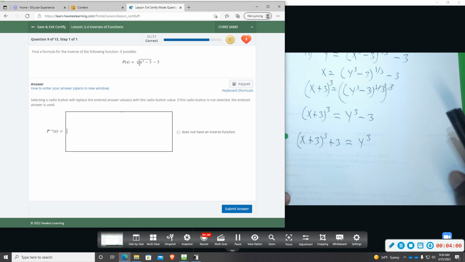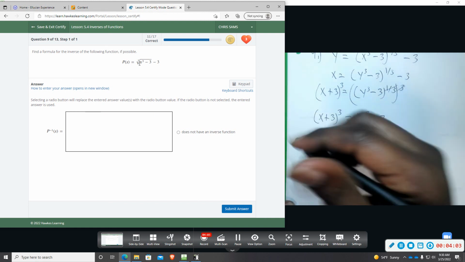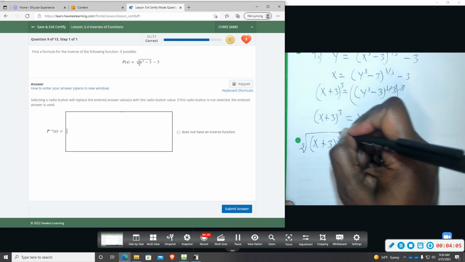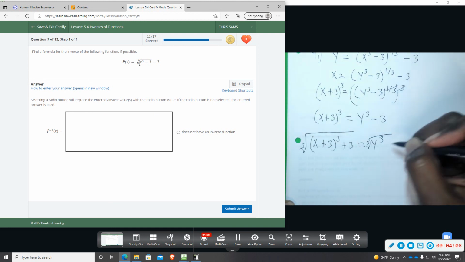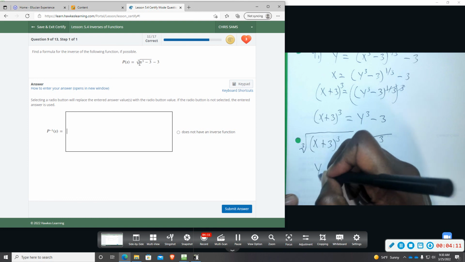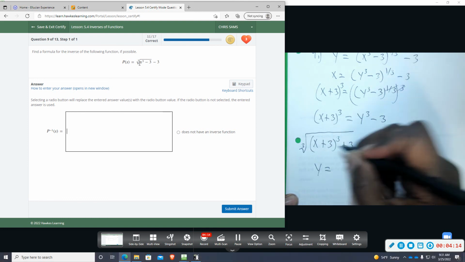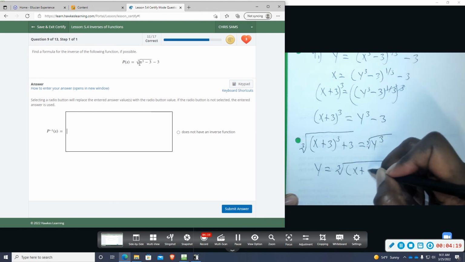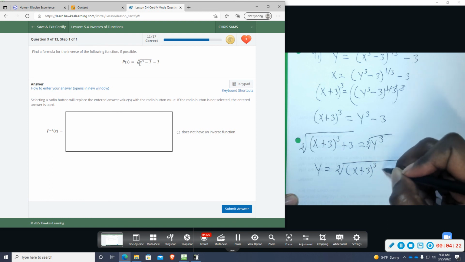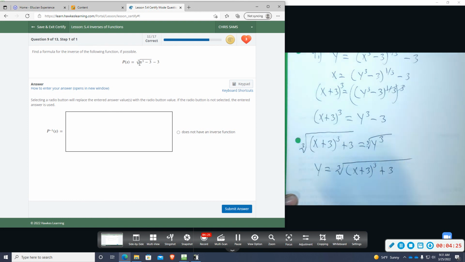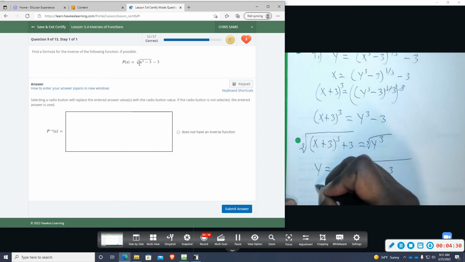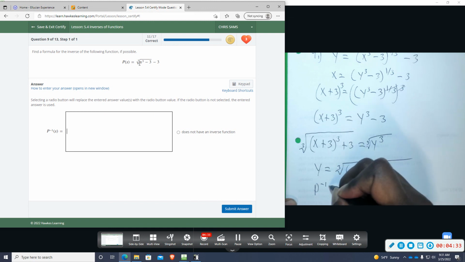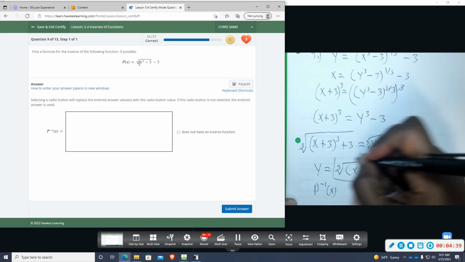And then to get rid of cube, we have to take the cube root. So cube root of both sides. And that will get rid of that. And so at the end, we will have y equals all of this, the cube root of x plus 3, quantity cubed plus 3, like this. So this is our inverse. You can also write it as p inverse of x. So once you get y by itself, after you flip them, whatever you get remaining is your inverse.